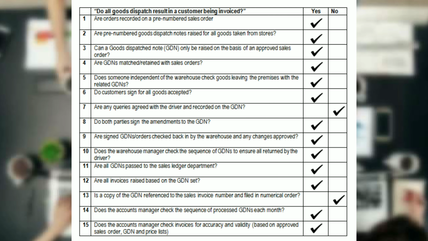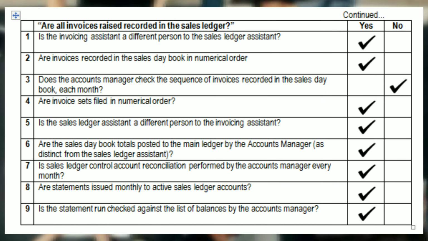The third set of questions is all about the goods dispatched resulting in a customer being invoiced. And we can agree only on items 7 and 13. The fourth set of questions' main concept is asking, are all invoices raised recorded in the sales ledger? We say yes to every question except number 3.